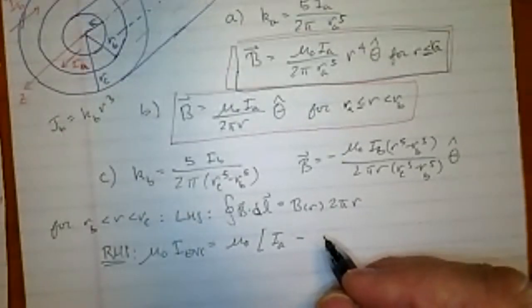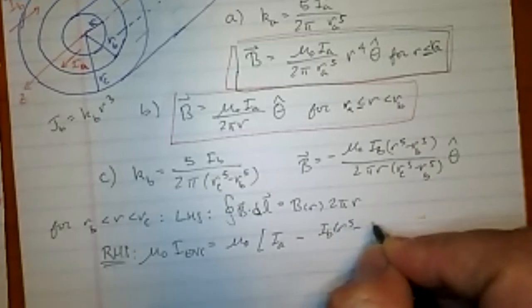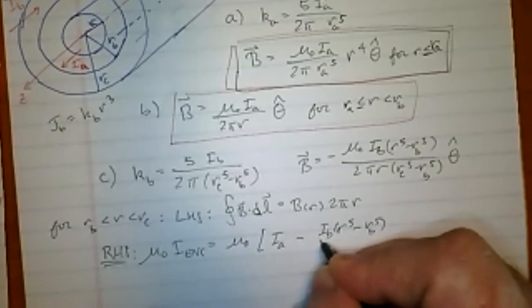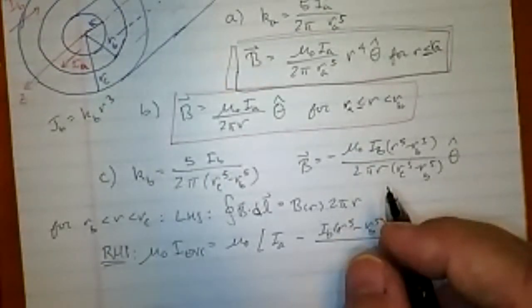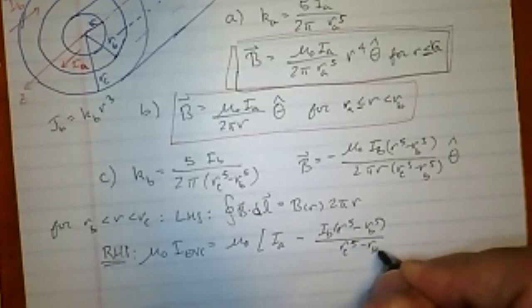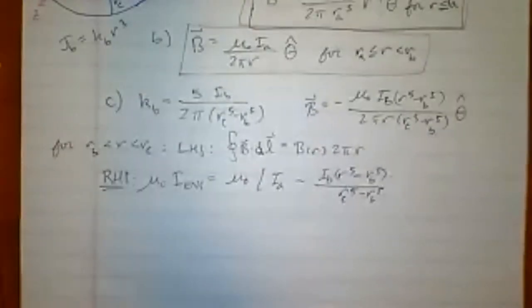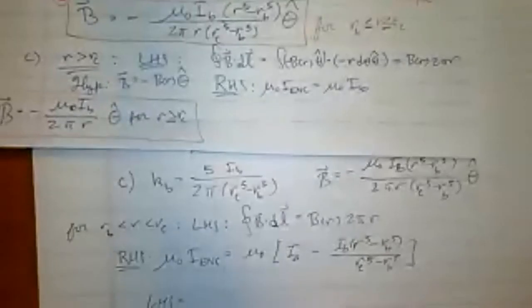And now I'm going to put the actual I enclosed for that particular R, which in this case was IB times R to the fifth minus RB to the fifth over, here's where I got to make sure I did it right, I think this one was supposed to be just plain RC to the fifth minus RB to the fifth. So that looks right to me, assuming I didn't make any mistakes on my IB. Remember that expression that we got, but we had those other problems. So this should actually be what it is. And now all that's equal to B of R times 2 pi R. So now we say left-hand side equals right-hand side.